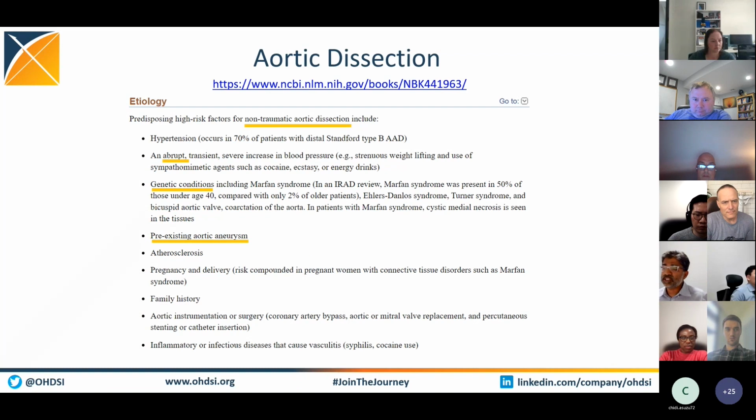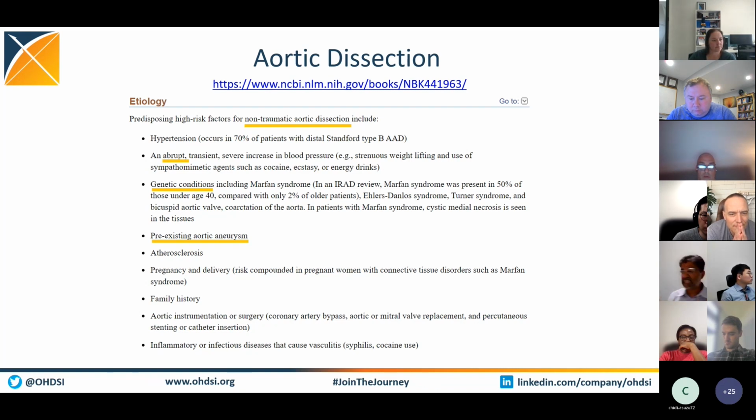There's also the section called etiology. The etiology tells us that there are non-traumatic causes and traumatic causes. Traumatic is because you're in a road traffic accident, you're in a car and have met with an accident, and you could have an aortic dissection. But there's also the non-traumatic component, most commonly because of an abrupt, severe increase in blood pressure. Maybe because you're using cocaine or ecstasy or energy drinks, and that might be a cause. It could also be in individuals who are predisposed because of genetic conditions such as Marfan syndrome, or they may have a weak wall from a pre-existing aortic aneurysm. An insult to a weak aortic wall may predispose to aortic dissection.